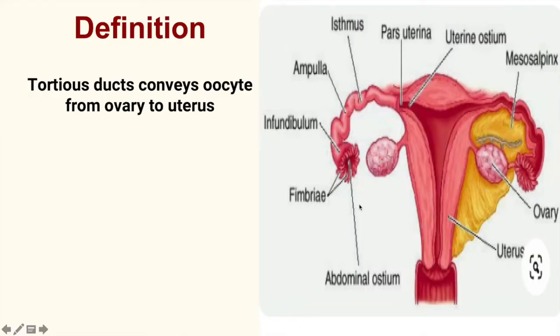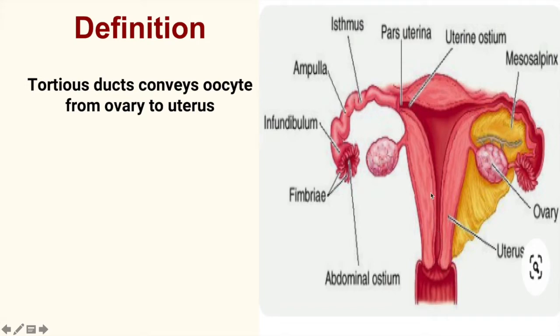So first we'll see the definition. These are the pair of tortuous ducts which convey the oocyte from the ovary to the uterus. The ovaries are the pair of female gonads. From these female gonads, female gametes will be released. Those are nothing but oocytes. They pass through this fallopian tube.